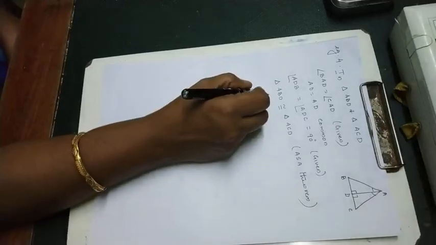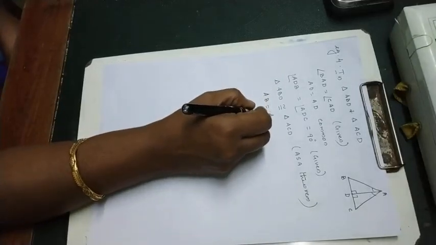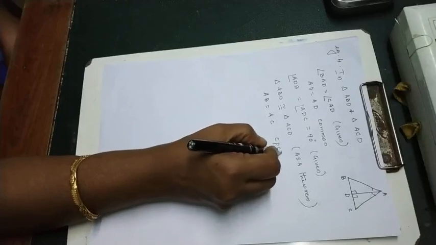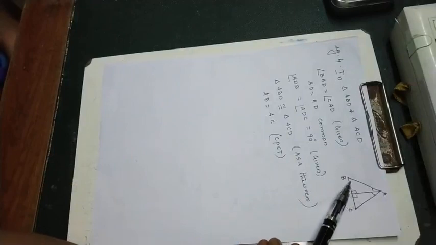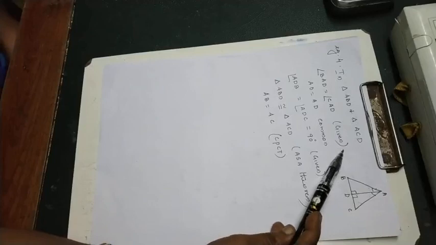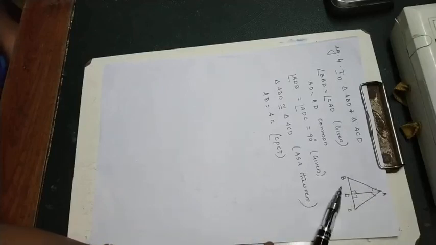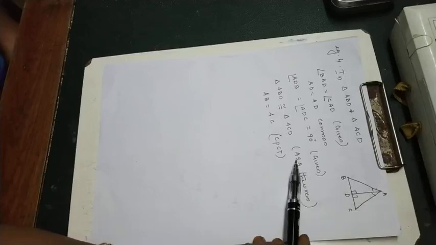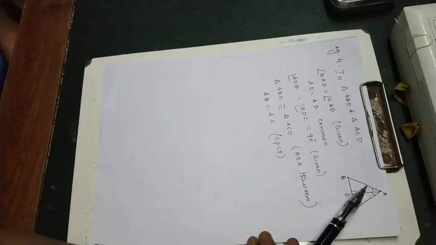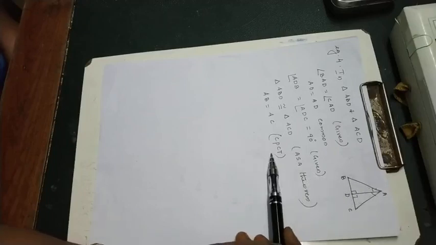So AB will be equal to AC, CPCT, that is corresponding part of congruent triangles. So how we proved that? First one we took angle BAD is equal to CAD, that is given. AD equal to AD itself, that is common. Then ADB will be equal to ADC, that is also given there. So by ASA theorem, these two triangles are congruent, and whatever you have to prove, that will be corresponding part of congruent triangles.